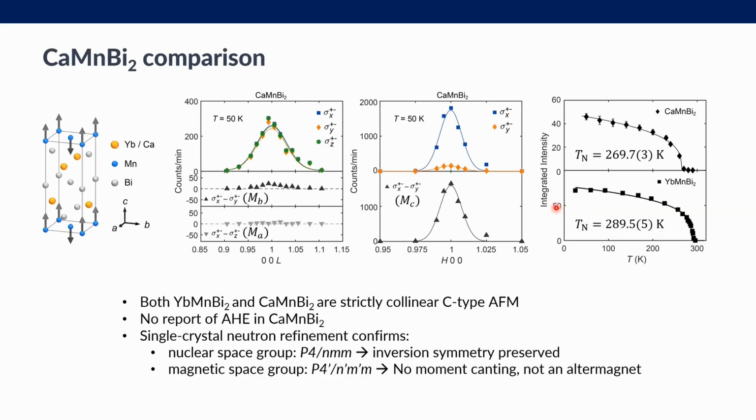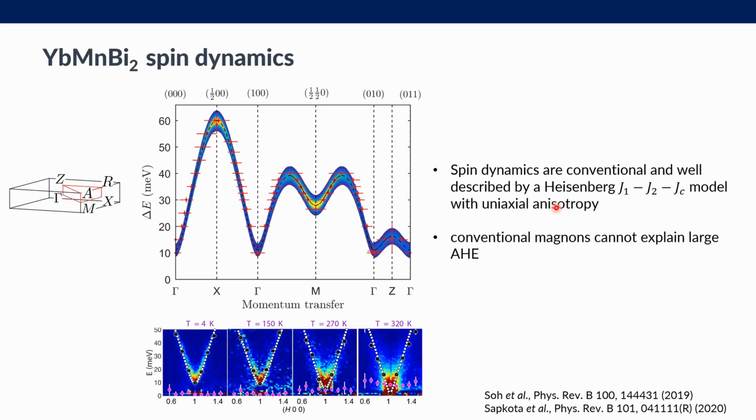So now the question is that since the static spin structure cannot explain the anomalous Hall effect, we want to study the spin dynamics. This is showing the previous inelastic neutron scattering studies. They mapped out the spin waves along the high symmetry directions. And the bottom panel is showing the temperature dependence of the spin anisotropy gap.